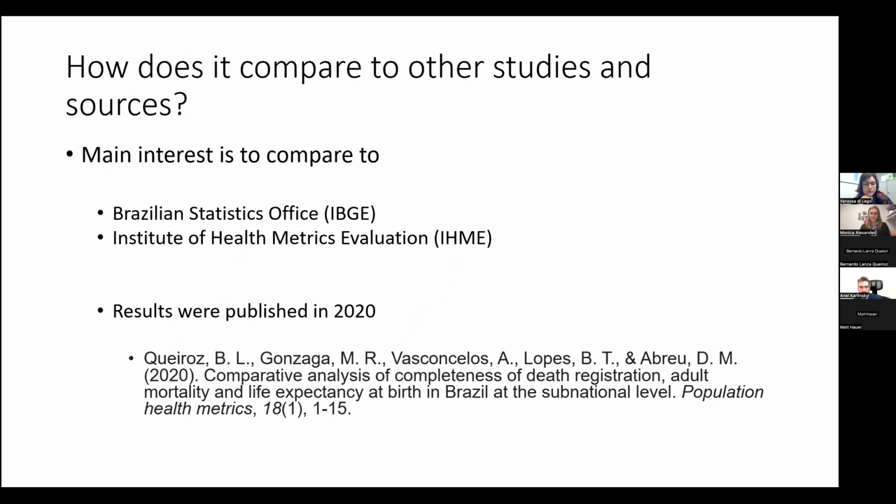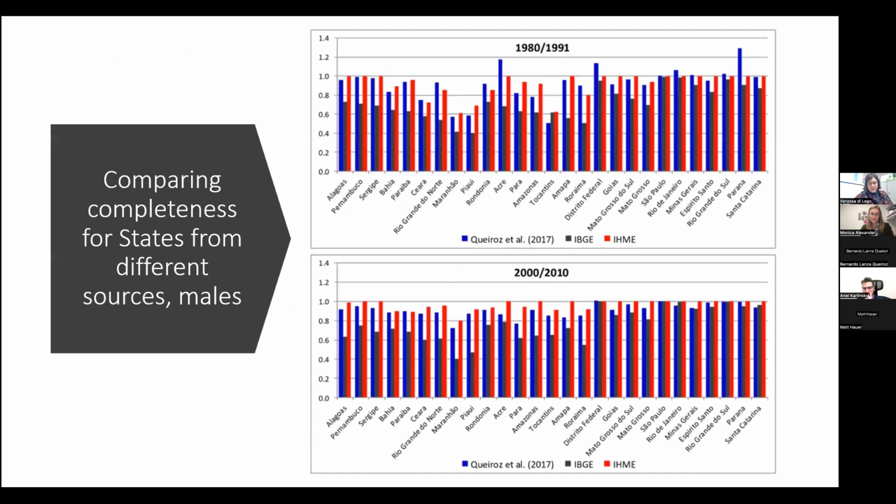One interesting additional thing that I would like to talk about is that there are several estimates from different agents, from different authors, using different methods. Just to show the comparison of each of these, it's interesting. I'll show just two figures and then I'll come to a close. So these are the estimates of completeness of death count registrations by states in Brazil for males.